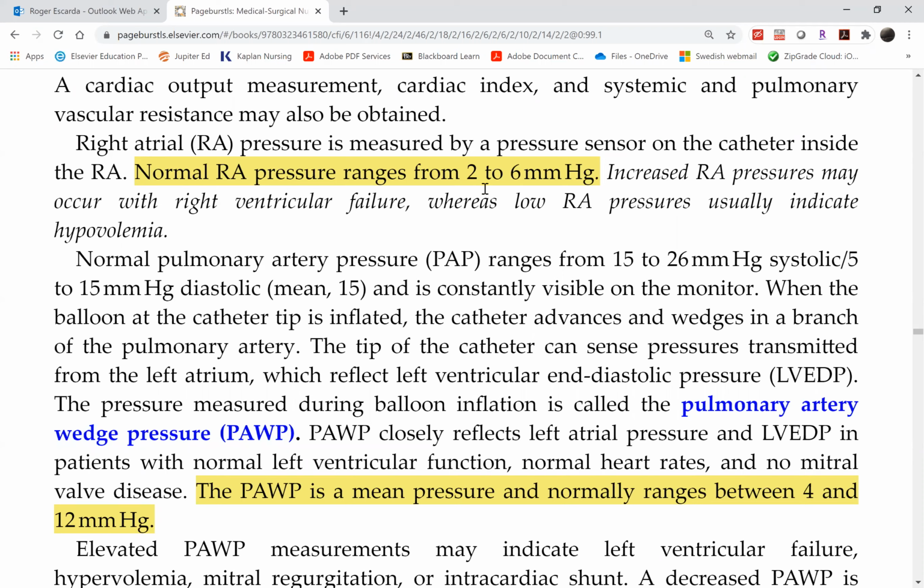Of course, all of this is possible only if you have a Swan-Ganz catheter. This is the pulmonary artery catheter inserted by the doctor to measure those pressures inside the heart. We did this already in third semester, so prepare for questions again. I do encourage you to read chapter 35, not chapter 38, because this one is not very descriptive. So use chapter 35.